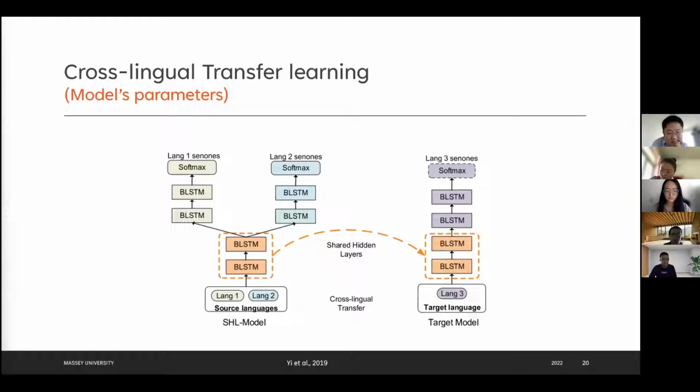Here we have two languages in the source model, language 1 and language 2, and they have shared hidden layers, BLSTM, which are bidirectional LSTM layers. We share these layers to the target model, and then the target model has its own feature transformation layers and its own independent softmax layer. So in this case, we are just transferring the already learned knowledge to the new target model. We can achieve better results even with a few hours of data. That's the goal of transfer learning: you're learning from a fewer amount of data.